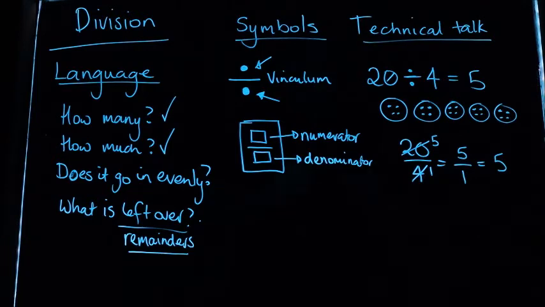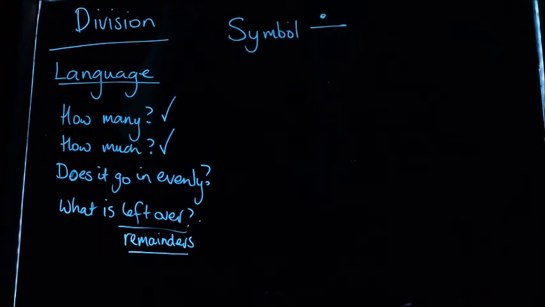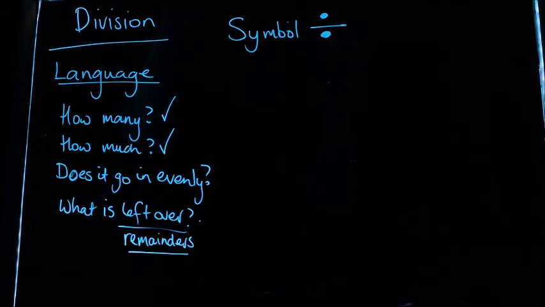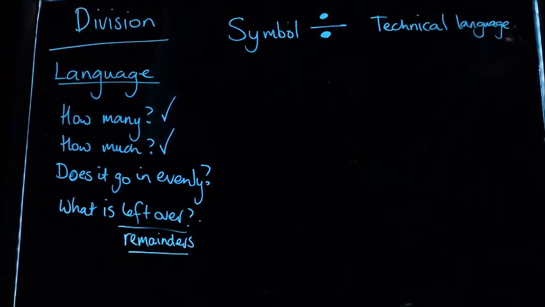And I'll just clean the board, and there's more technical language we need to talk about. We talked about the symbol for division. And we've got the vinculum and a little dot to represent a number above and a little dot to represent a number below. We've got technical language that we need to understand.